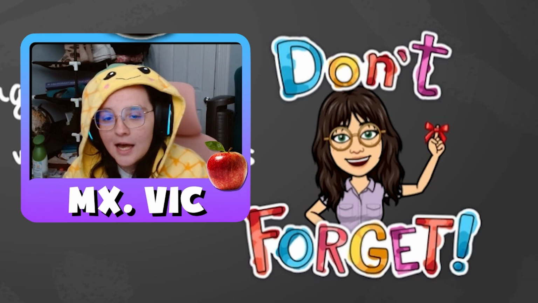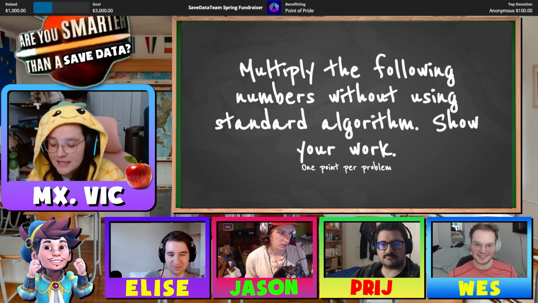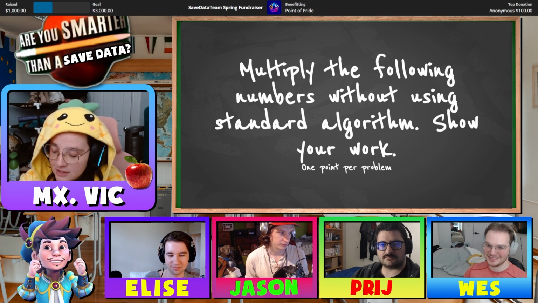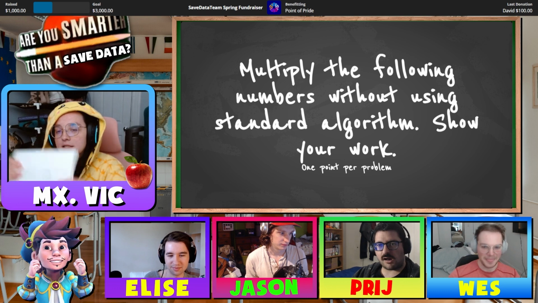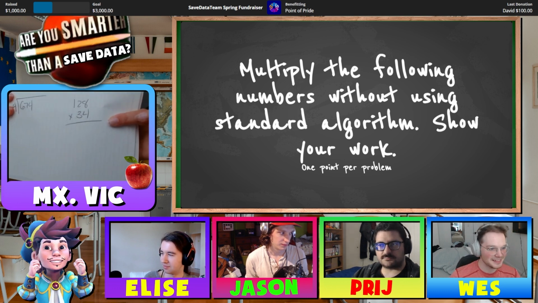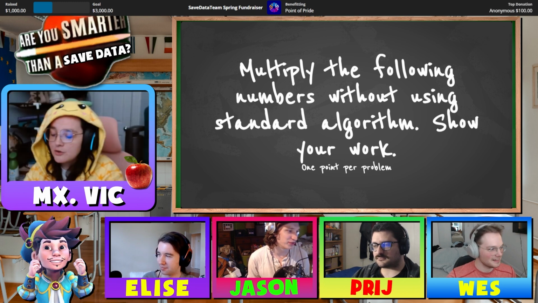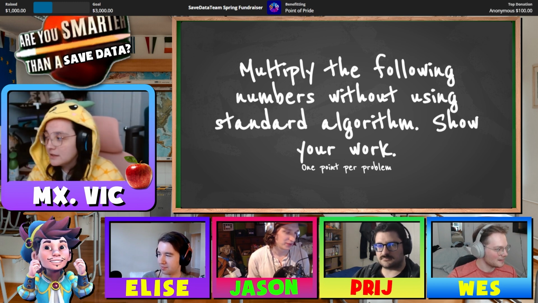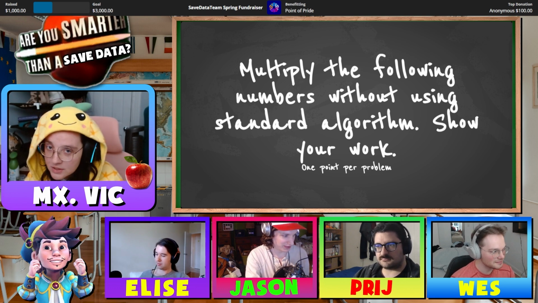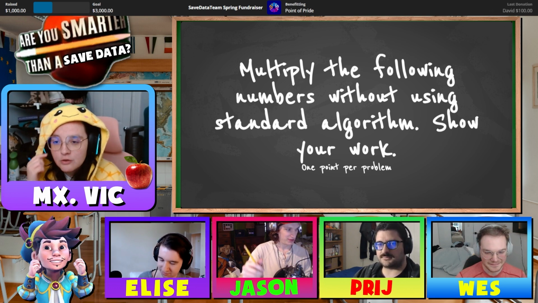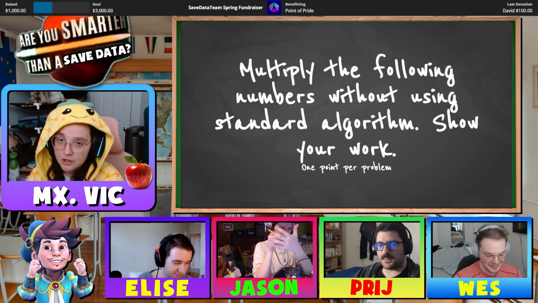It's wonderful. Adorable. So you are going to multiply the following numbers without using standard algorithm. Now, standard algorithm is when you stack the numbers on top of each other like this. I don't know if you can see it in my camera. Okay. So you're not allowed to use that, because my 5th graders, when they come to me at the beginning of the year, do not know how to use that. You need to use partial products, or you can use a multiplication array.